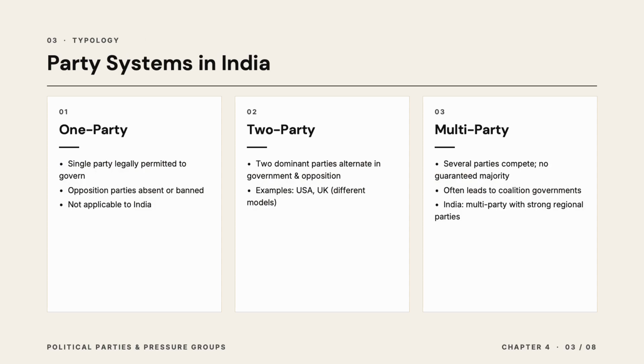Now, look at party systems in India. We have the one party system, the two party system, and the multi-party system. One party and two party are not applicable to India. We have multi-party, which means BJP, Congress, BSP, CPI, CPIM, and so forth. But in the US, they simply have the Democrats and the Republicans, right? Who was the representative of the Democrats in the past? We had Barack Obama, who was the president of the USA as a member of the Democratic Party. And who is the member of the Republican Party? Donald Trump.